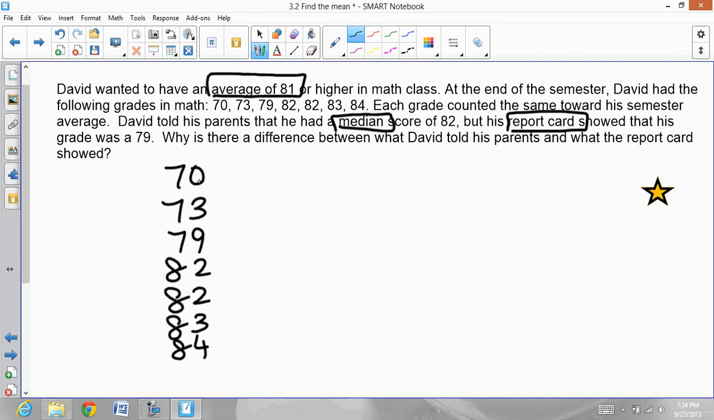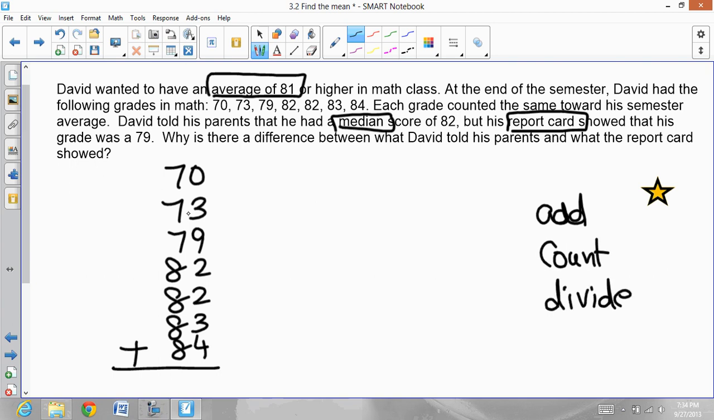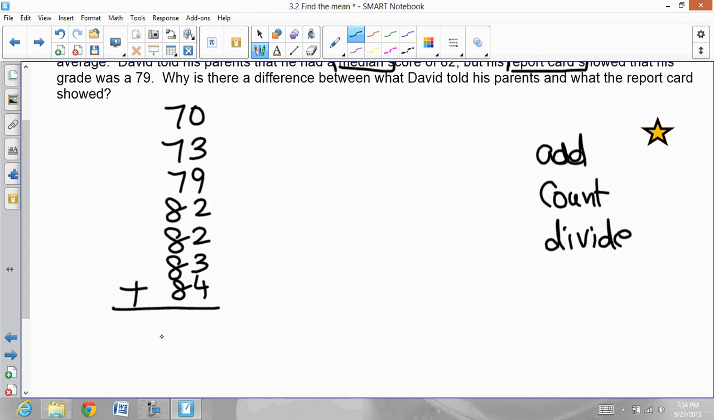So in the math class, for example, if these are your daily quiz or test grades, you don't even have to go by whether it is daily or quiz. You pretend these are your grades and all you need to do is find the average. The way you're going to find the average or the mean in this case is add, count, and divide. So let's add all the numbers together, which is going to give you 553.